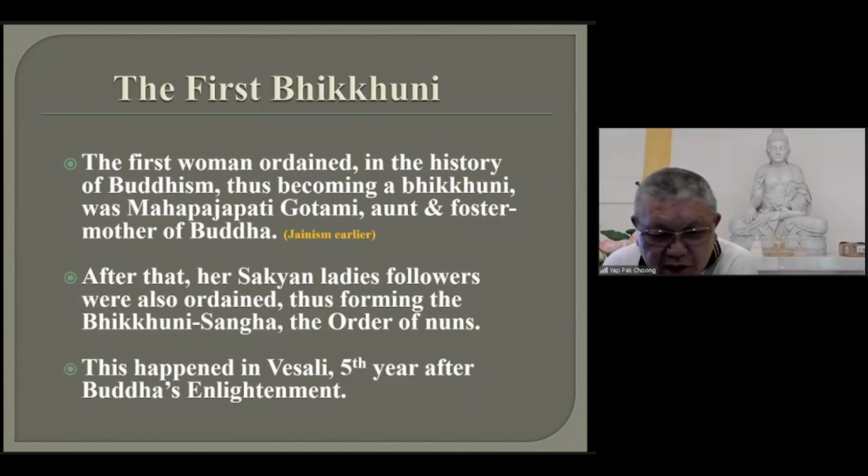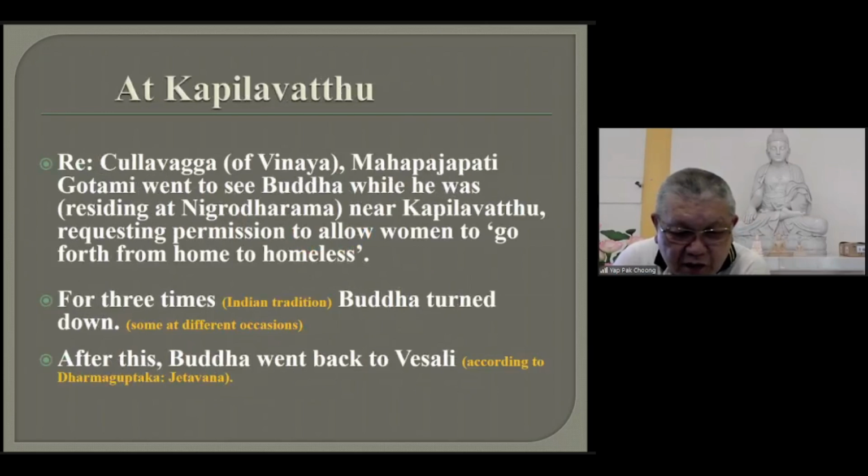So in Buddhism, the first one to be ordained, as we are going to talk about today, was Mahapajapati Gotami. She was the aunt, the mother's sister, as well as the foster mother of Buddha. The fifth year, we have mentioned. And now we come back to the story.